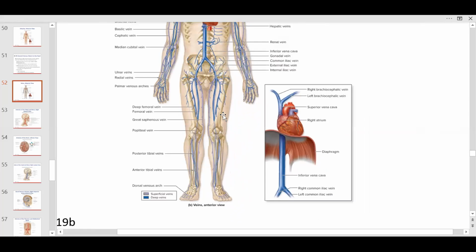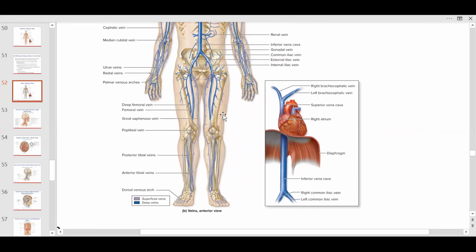Okay. So let's think about this coming back. This is a really good inset here because you could see the major veins. There's no other way to get in the right atrium except for the coronary sinus. So remember that. This is a question I'm going to ask on the practical and the written part.